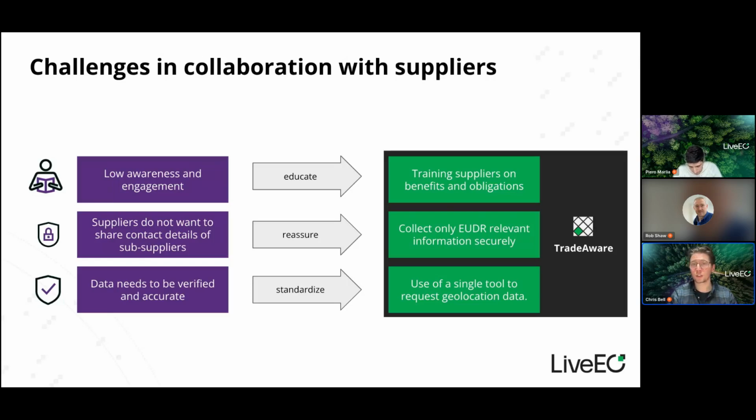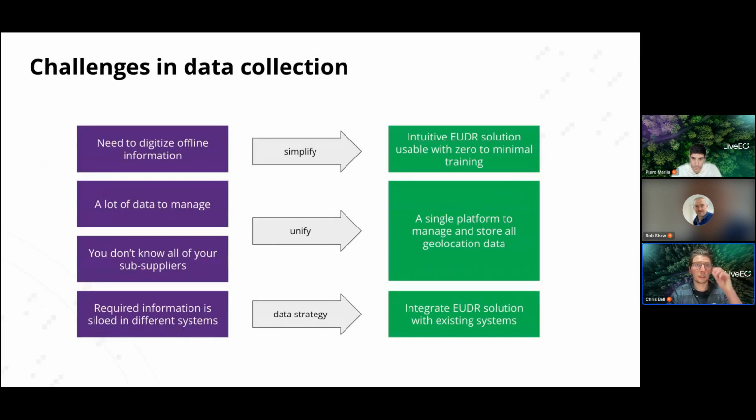Our answer to that is to reassure. One of the things that we've built into our system is the ability to provide geolocation data and to request geolocation data from your suppliers and their sub-suppliers, with only the tier 1 information being exposed to buyers, to make sure that you can reassure people that excessive data is not being shared. And then, of course, the issue that data needs to be verified and to be accurate. And of course, the answer to this is to standardize. So using a single tool to request the geolocation data for a large pool of suppliers. And next slide, Andreas. Thanks.